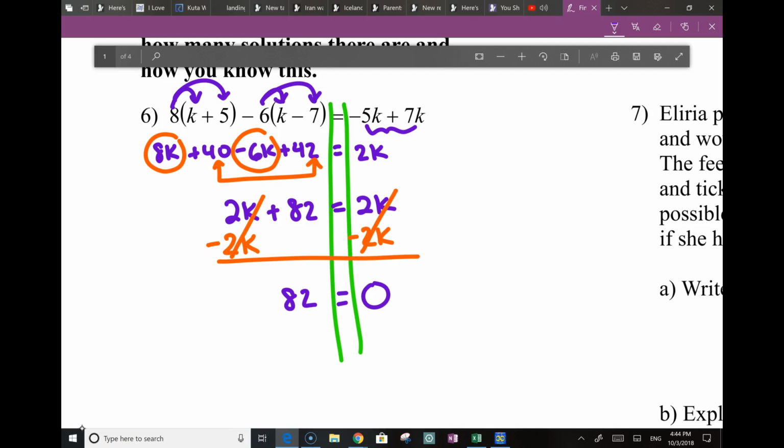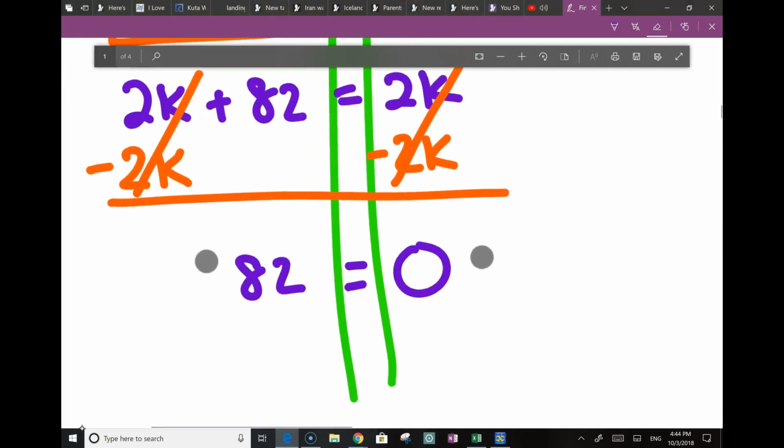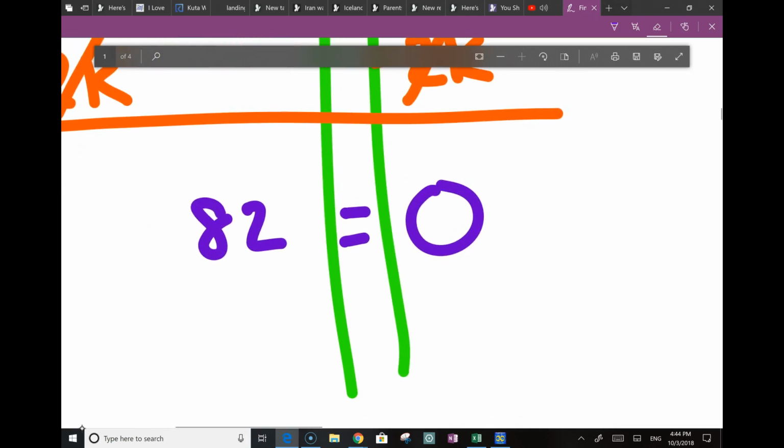So I started with an equation that had k's, a bunch of k's in them. But as I went through the process of solving, the k's disappeared. And it happened right at this step. Now that was supposed to happen. That's not a mistake. When the variable disappears, you have to then look at what you're left with. And you have to think about whether or not this makes sense.